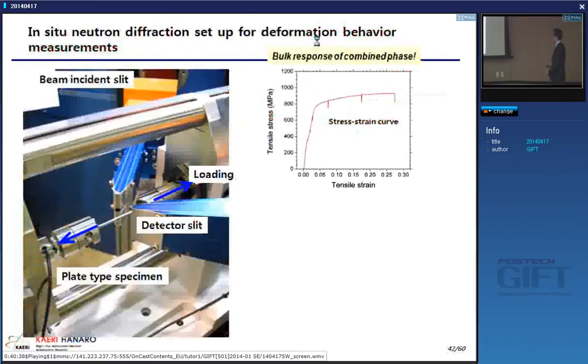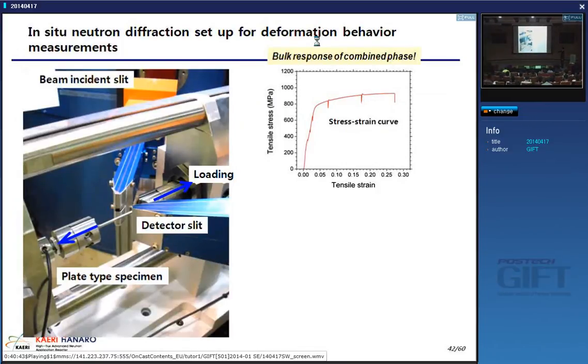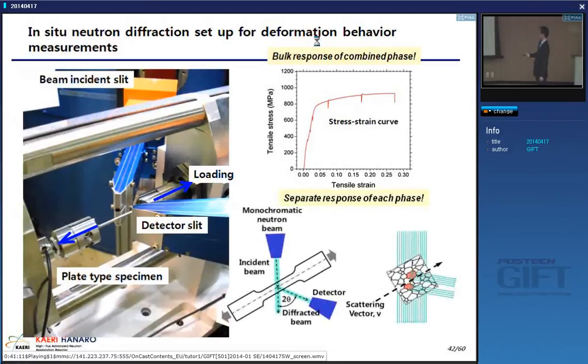So this is DP steel, and this length is about 100 millimeters, thickness is about 2-3 millimeters, and width is about 6 millimeters. A neutron beam comes in, and we do in situ measurement during loading. What happens? When you imagine this is the bulk response of the stress-strain curve, when you have an MTS machine and you do tension, there is elastic, then plastic yield. But neutron diffraction can separate each phase response. Each phase means ferrite and martensite, you can separate.